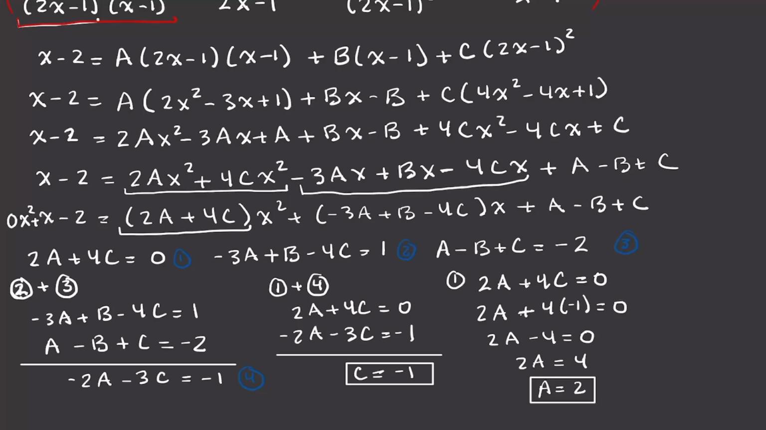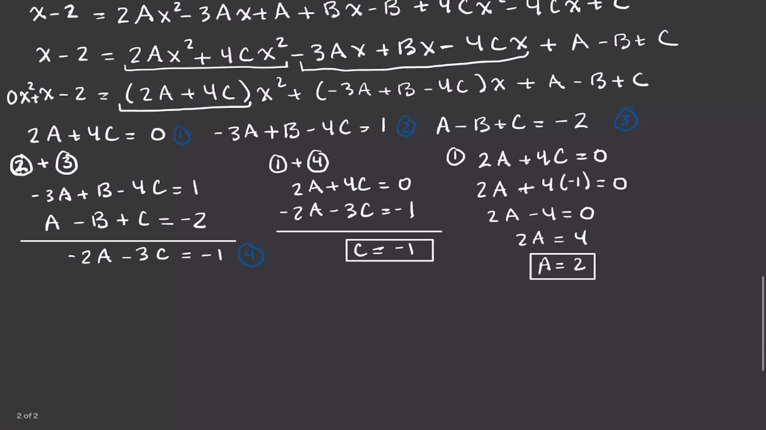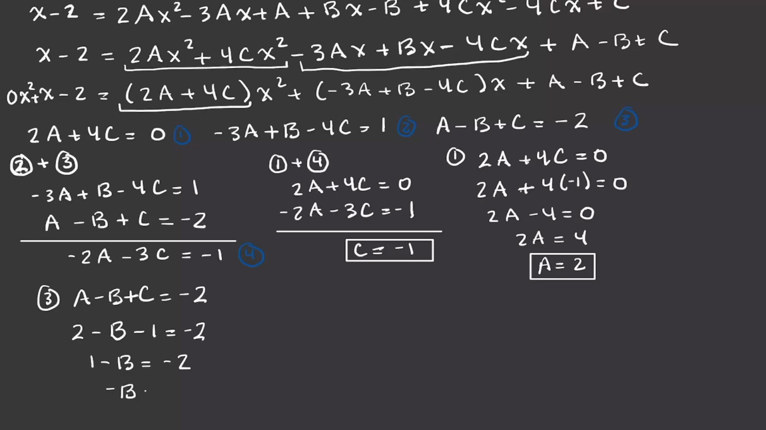Now I have my c and my a values, and I can use either equation 2 or equation 3 to solve for my b value. I'm going to just use equation 3, which is a minus b plus c is equal to negative 2. Now I have my a value, which is 2. I'm solving for b. Minus 1 for my c is equal to negative 2. Combine like terms, and that gives you 1 minus b equals negative 2. Subtract 1, which gives you negative b equals negative 3. Divide by negative 1, and b is equal to 3.